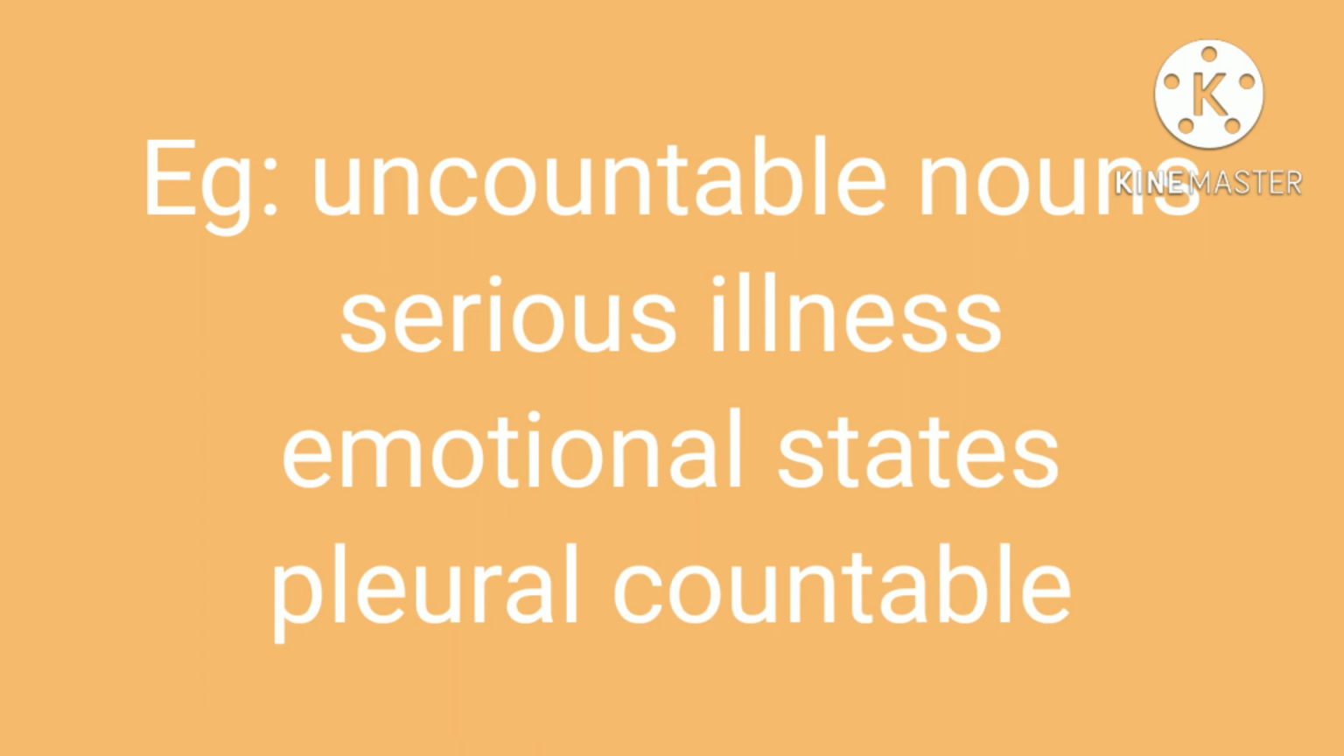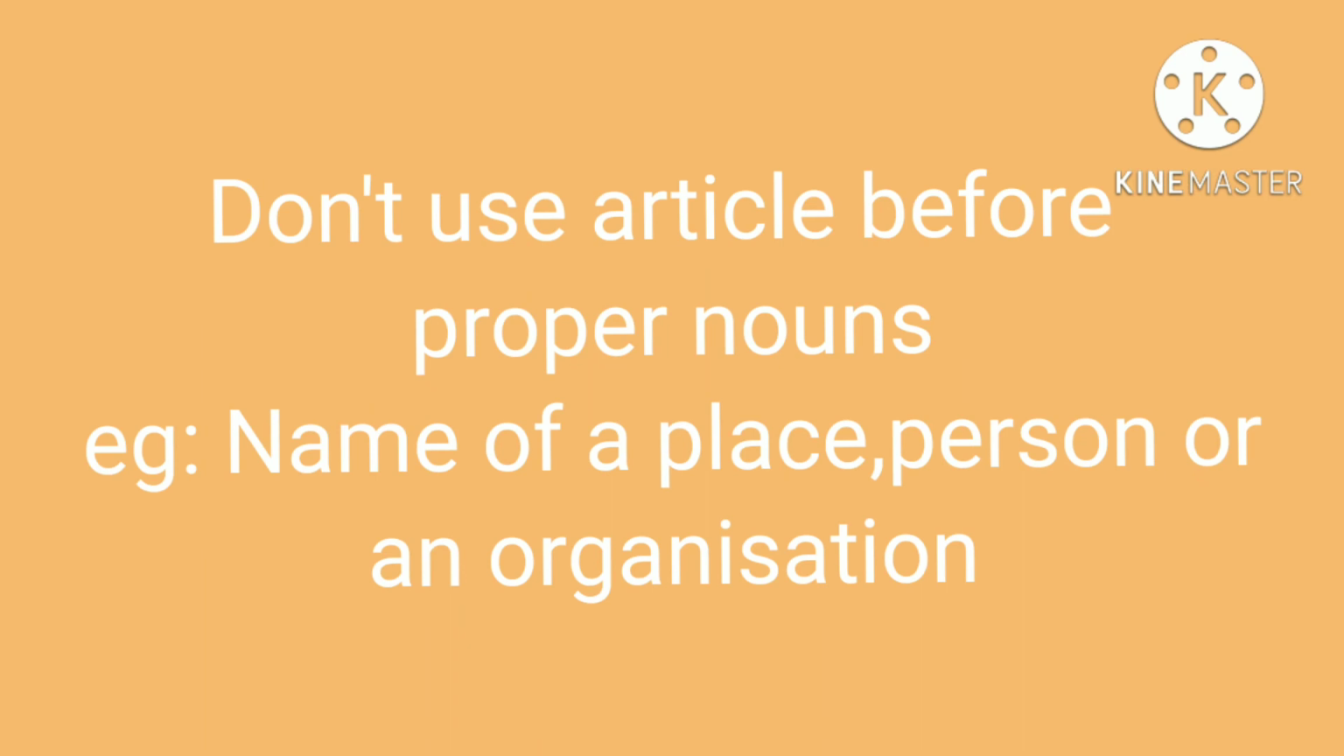Then in OET, the zero article especially applies to uncountable nouns: serious illness like cancer, emotional states, moods, change, anxiety, anger. Then plural countable nouns, for example dairy products. Then next, don't use an article before proper nouns. What are proper nouns? The name of a place, person, or an organization.